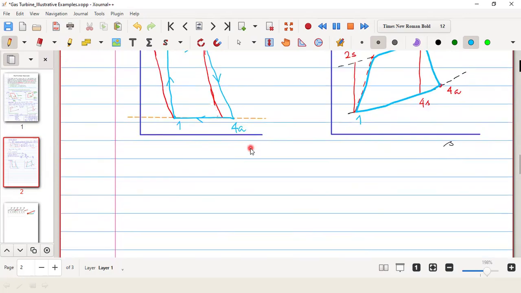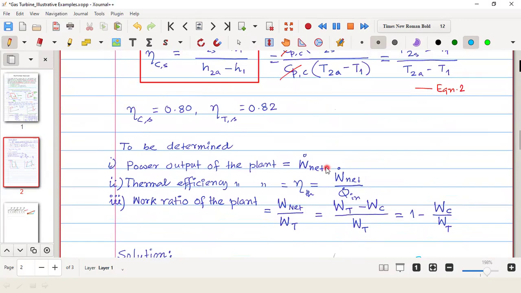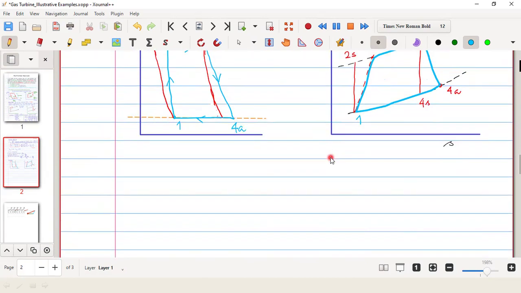Okay. Now let us write the quantities. Here we see that all these are basically in terms of either work or heat. So let us write these quantities first, and then we will see what should be the strategy for solving the problem.